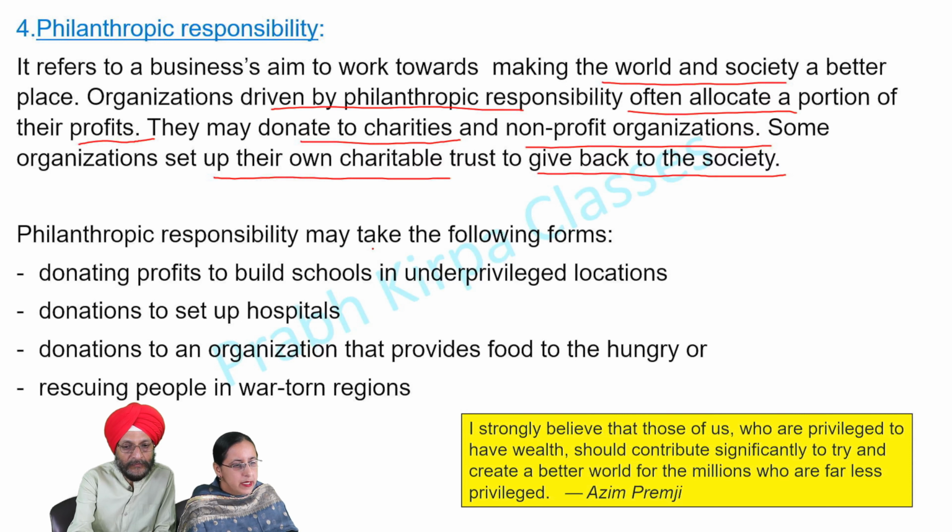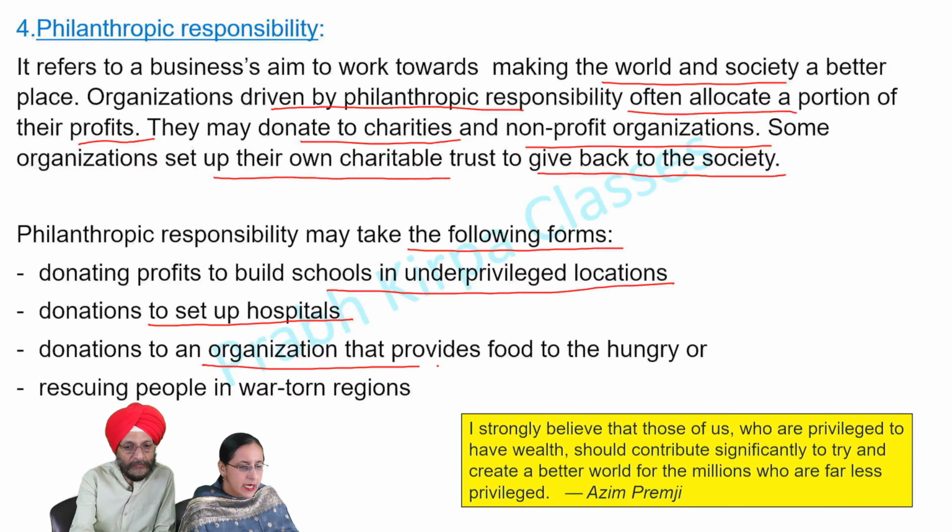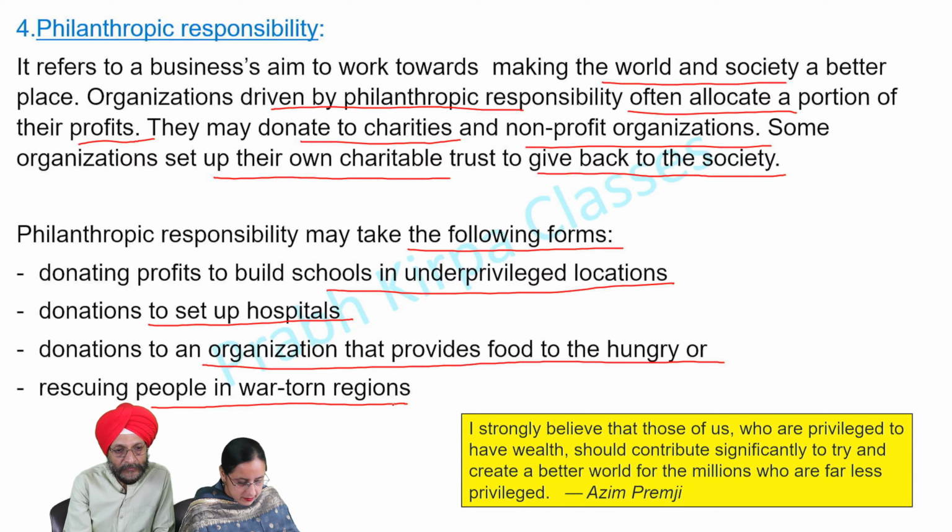Philanthropic responsibility may take the following forms: donating profits to build schools in underprivileged locations, donation to set up hospitals, donation to an organization that provides food to the hungry, or rescuing people in war torn regions.